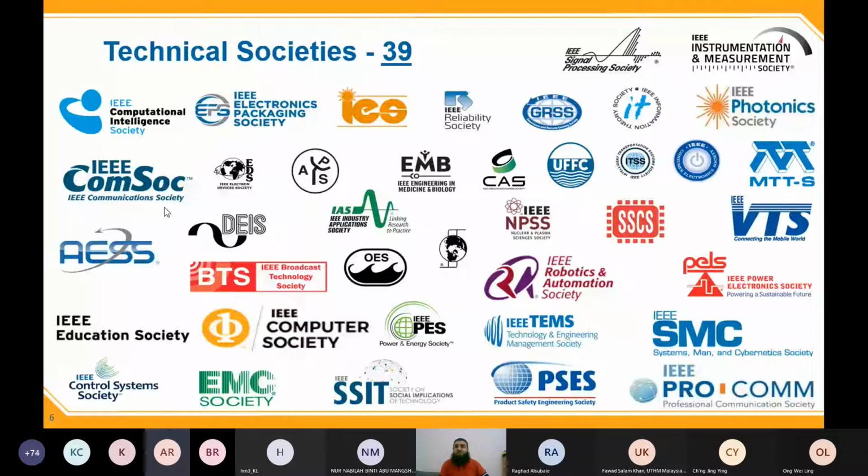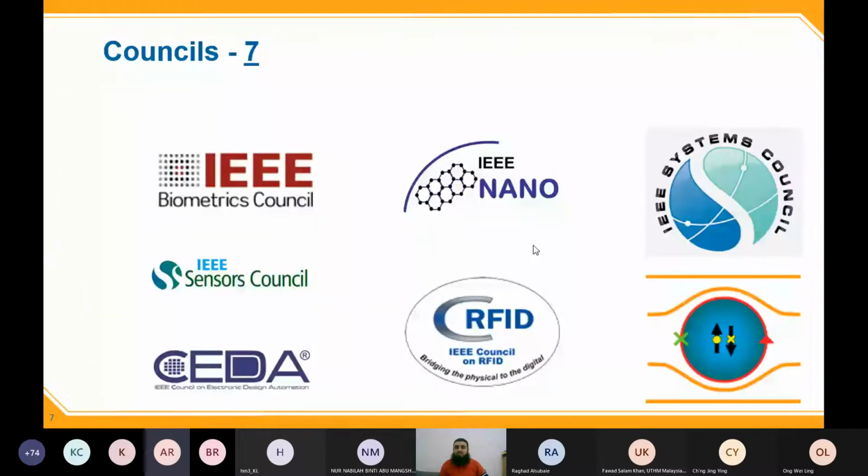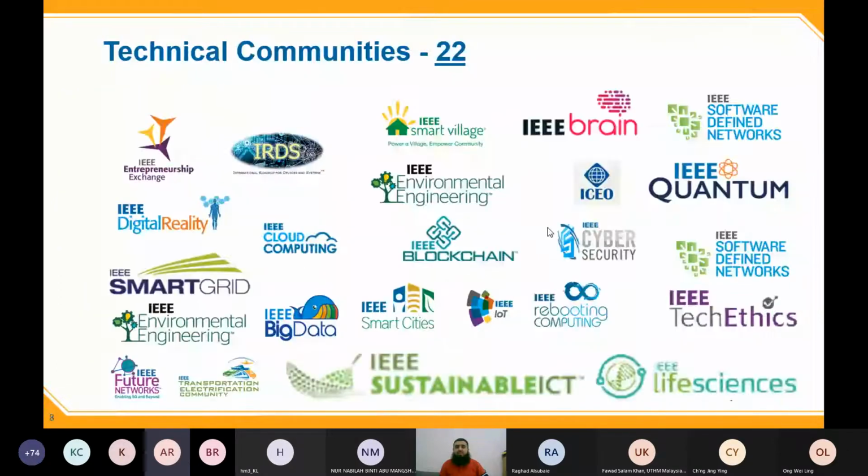So just quickly, IEEE has 39 technical societies based on the different technical niches within the domain of electrical and electronics engineering. Also, IEEE possesses 7 councils and 22 technical communities, and that makes IEEE a global organization to provide opportunities to technical professionals coming from the engineering background.